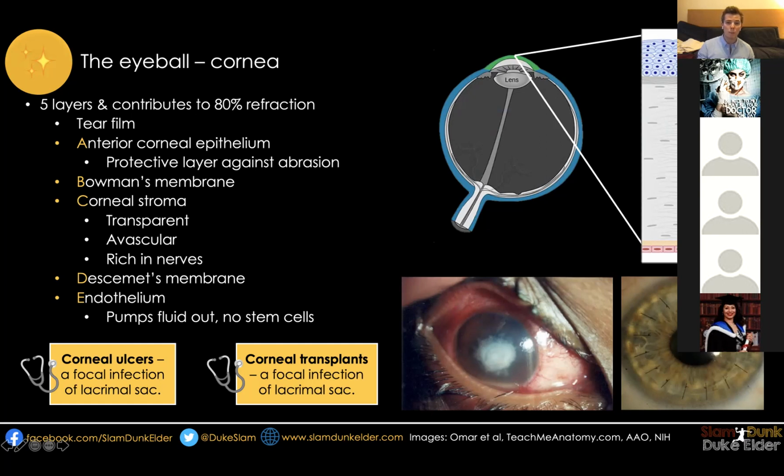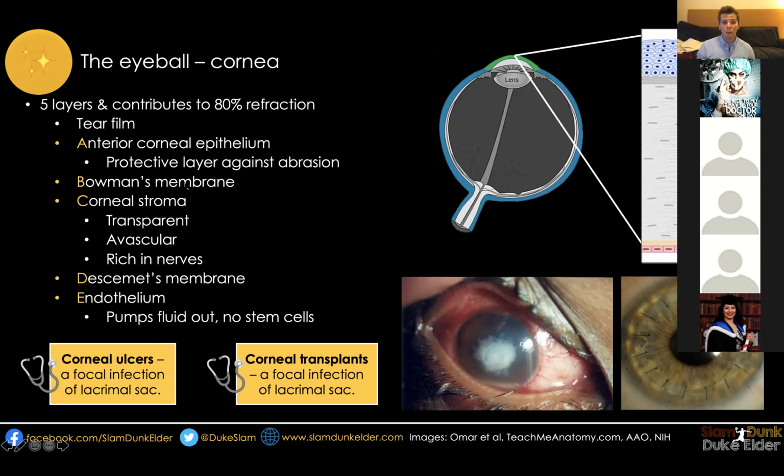So stratified squamous because you can shed the cells as much as you'd like. And then we transition to slightly more cuboidal shaped cells. So that's the anterior cornea, and it's a protective layer against abrasion, as well as hosts the tear film at the very anterior surface. All right.